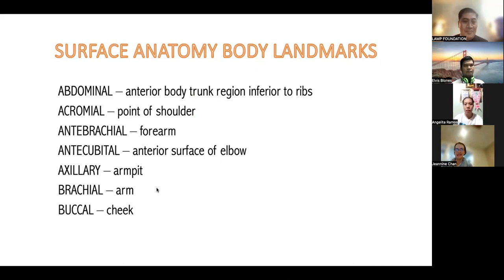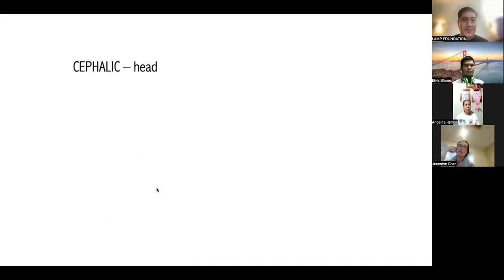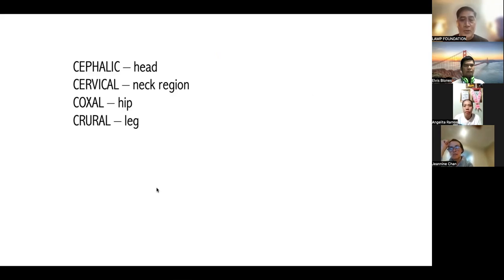Brachial is arm. Buccal is cheek. Next time, we're going to meet one muscle called buccinator, so you will know the functions. Carpal is wrist. Cephalic is head. Cervical, neck region. Coxal is hip. Crural is leg.